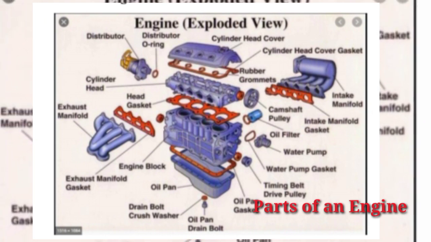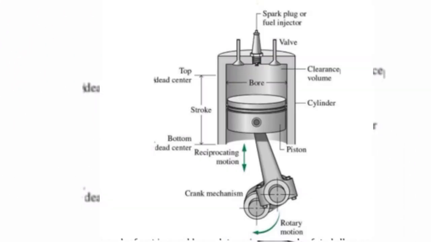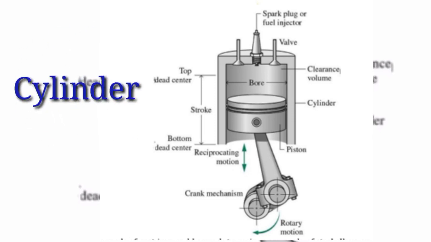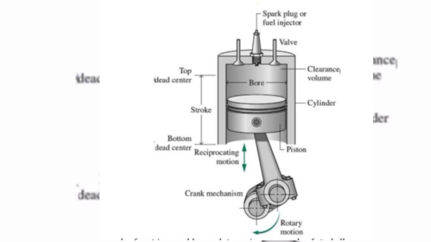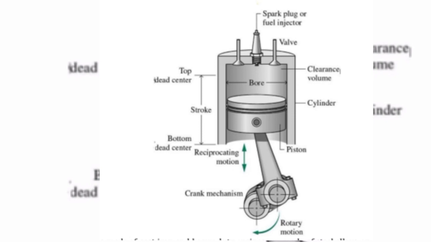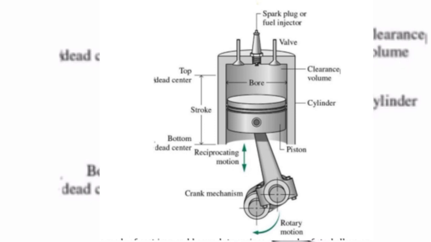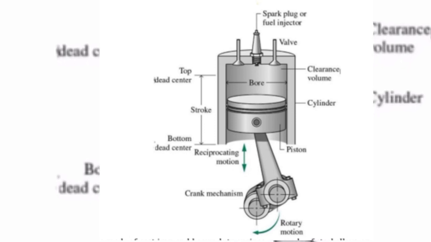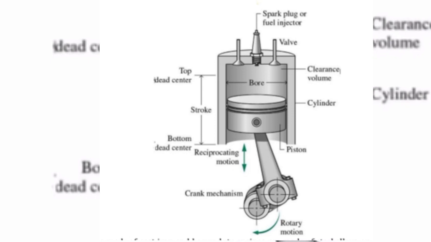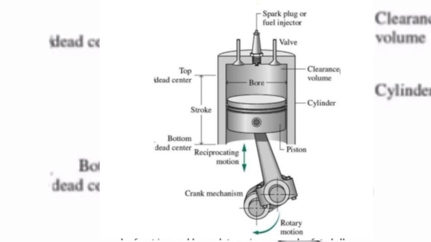The parts of an engine. The main components of reciprocating IC engines. Cylinder. It is the main part of an engine inside which the piston reciprocates to and fro. It should have high strength to withstand high pressure above 50 bar and temperature above 2000 degrees Celsius. The ordinary engine is made of cast iron, and heavy-duty engines are made of steel alloys or aluminum alloys.